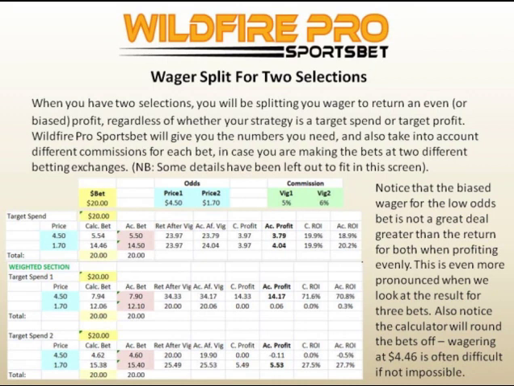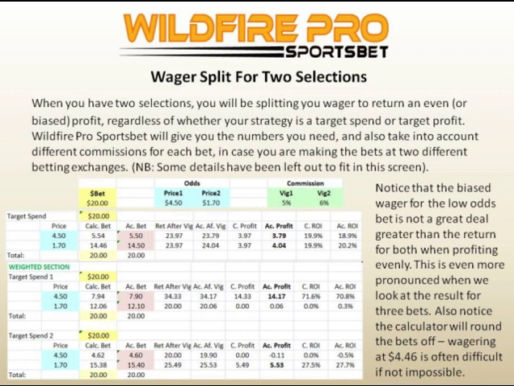When you have two selections, you'll be splitting your wager to return an even or biased profit, regardless of whether your strategy is to target the spend or the profit. Simple versions of split spend calculators can be found on the internet, but they are limited. For example, they won't calculate with commissions from two different betting exchanges, and they won't calculate for a target profit. Wildfire Pro Sportsbet will give you the numbers you need and also take into account different commissions for each bet.